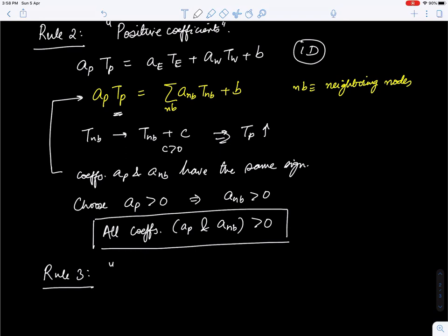Now let's go to the third rule. The third rule talks about the source term, and this can be written as negative slope linearization of source term.